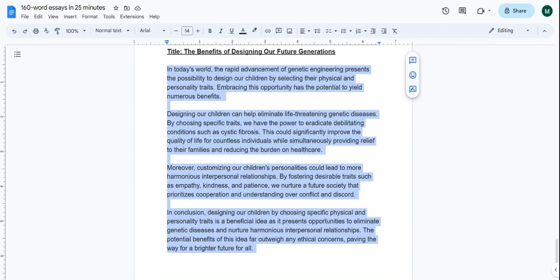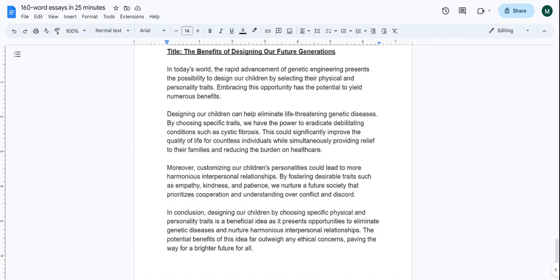167. Okay, so I just have 7 words to remove. "In conclusion," I don't like "in conclusion." I really have an issue with that. I would go with "therefore designing." Now that doesn't change anything, so I still need to remove words.